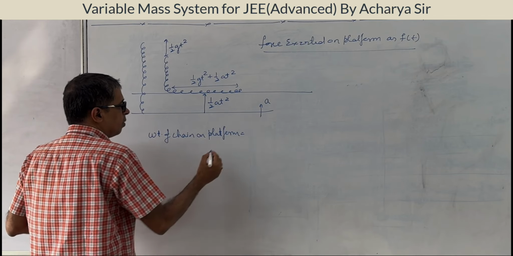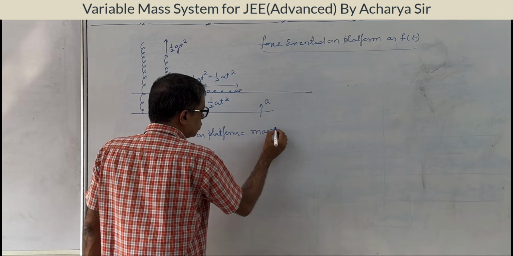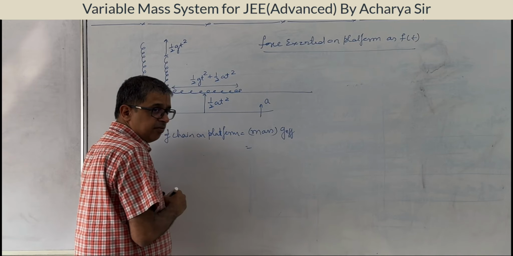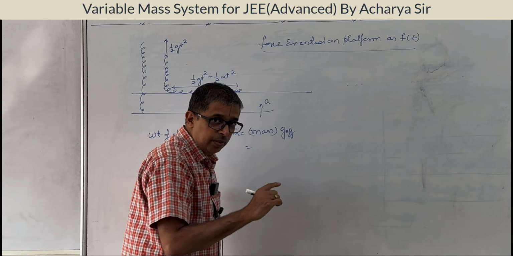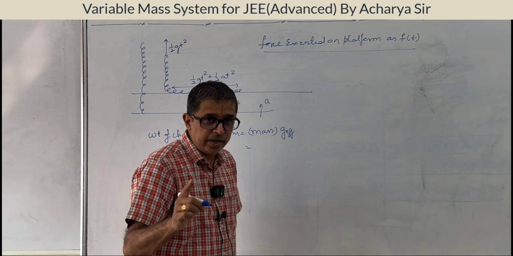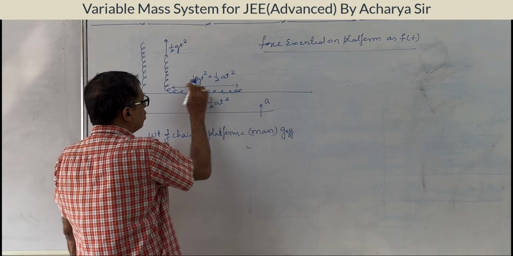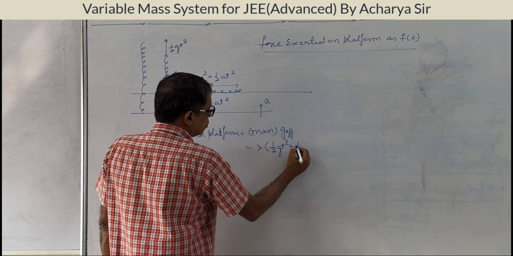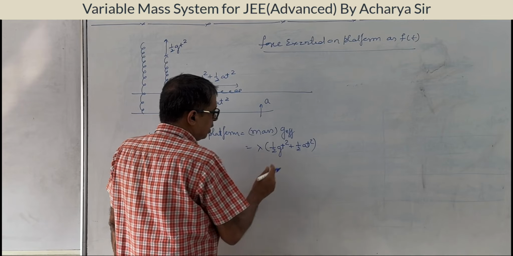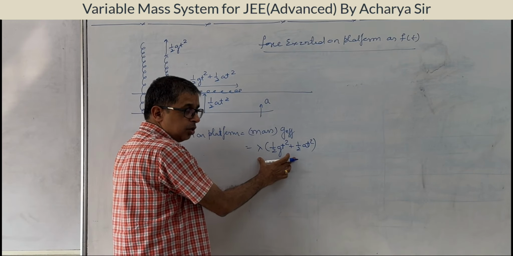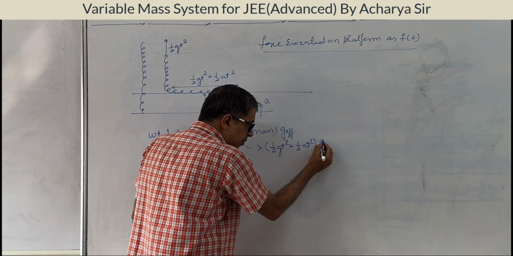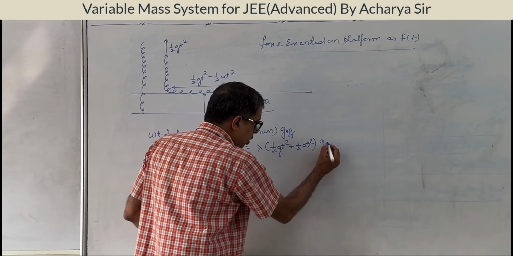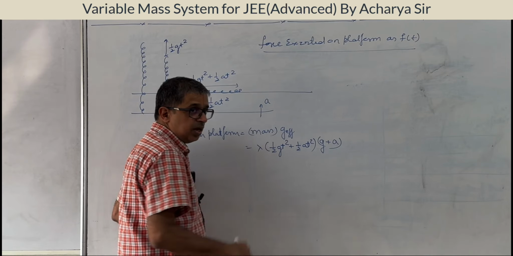The weight of the chain on the platform is mass into g, technically g effective. This is the second point where students repeatedly go wrong. The mass of this chain will be lambda into (half gt square plus half at square). Students commit the mistake of multiplying this mass with g to get the weight. That will be wrong. It will be g plus a.